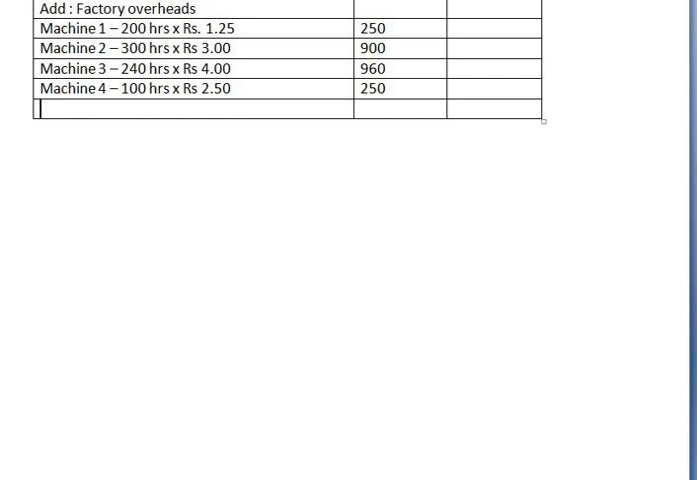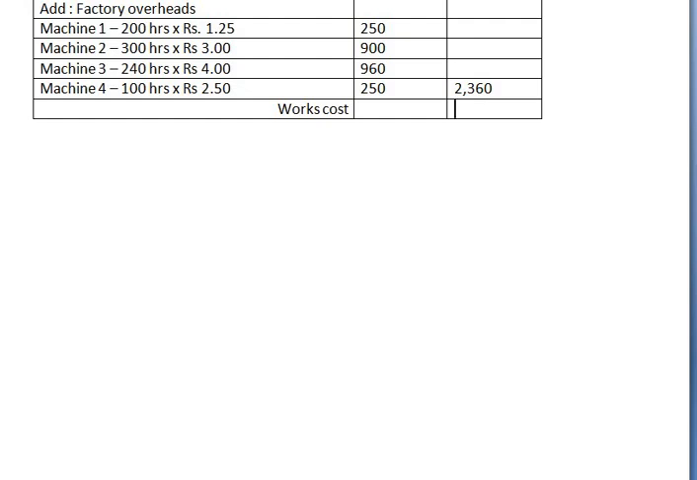Now again go through the problem for anything related to factory overheads that they have given. If they haven't given any, then this itself is called works cost. Make the total of all these four and take it to the outer column. So that will be 2,360.